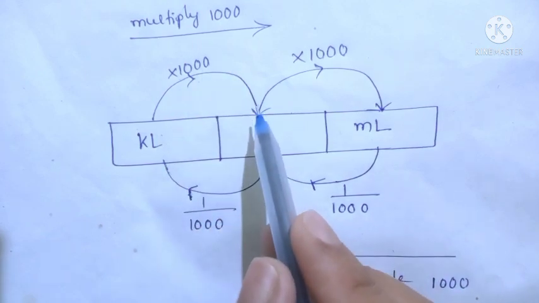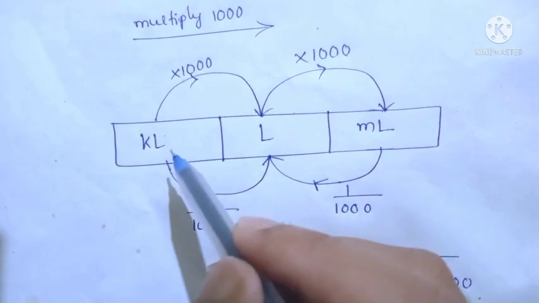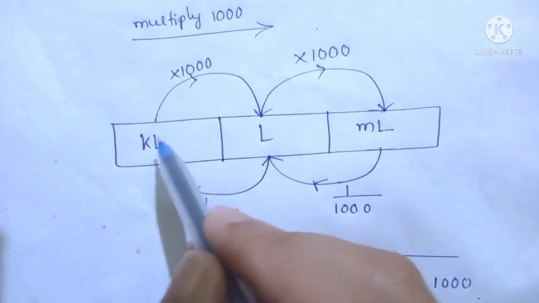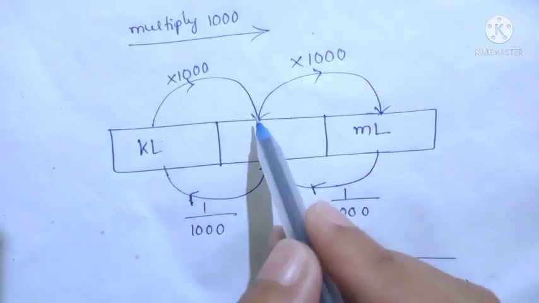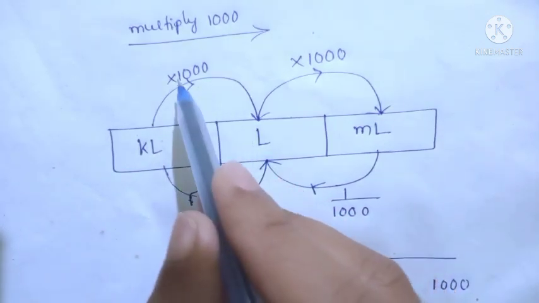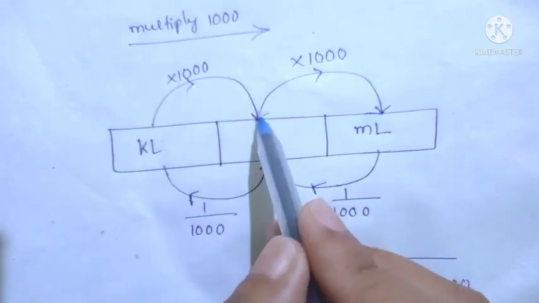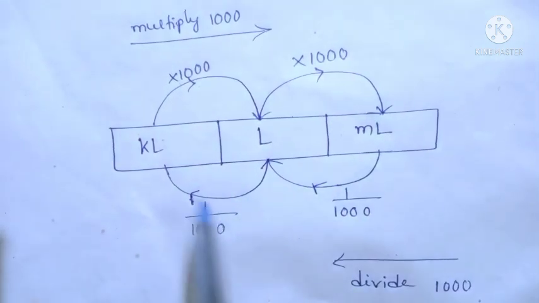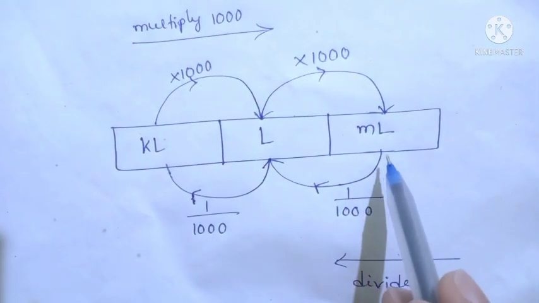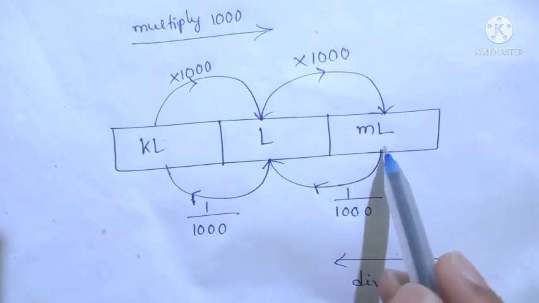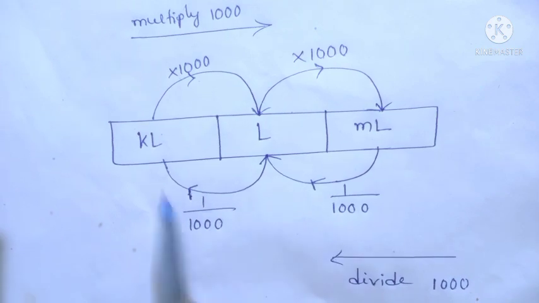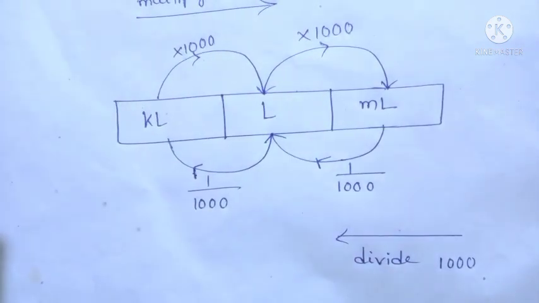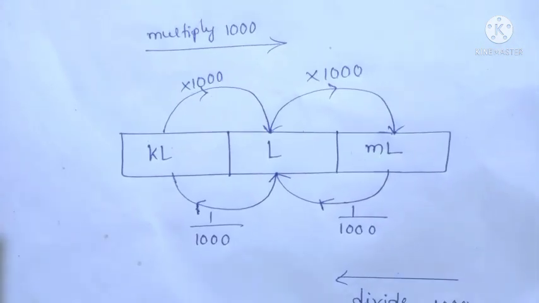So if you want to convert bigger unit to smaller unit, you have to multiply by 1000 for each step. And if you want to convert smaller unit to bigger unit, you have to divide by 1000 for each step. The rule is same for weight and capacity.